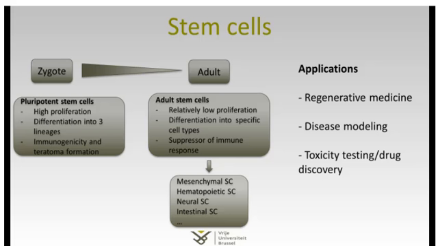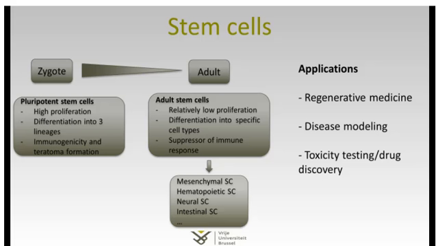As Bjorn said extensively before, the main difference in stem cells is between pluripotent stem cells and adult stem cells. The pluripotent stem cells are normally derived from the zygote, so from the ICM of the blastocyst, and these cells show the highest proliferation potential, so a virtually indefinite proliferation potential. They can differentiate into all the cell types of the three germ layers, but they also have some drawbacks, such as, if they're transplanted, they can cause immunogenicity, or they can lead to teratoma formation. So for clinical application, they're still a bit dangerous, as Bjorn pointed out before.